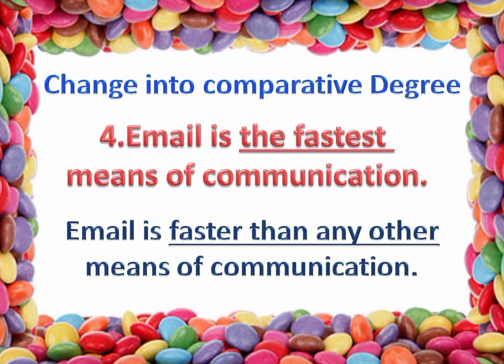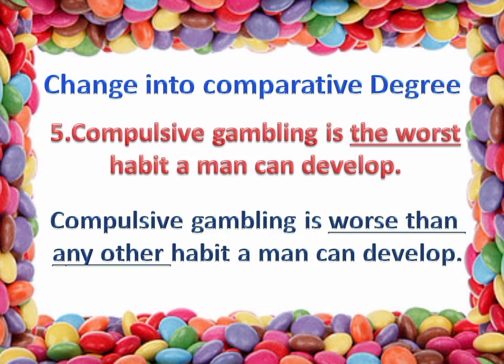The fourth one is, email is the fastest means of communication. It is also TAN model. The given sentence is in superlative degree. The fastest is used. The noun communication is in singular. Therefore, the comparative degree is, email is faster than any other means of communication.